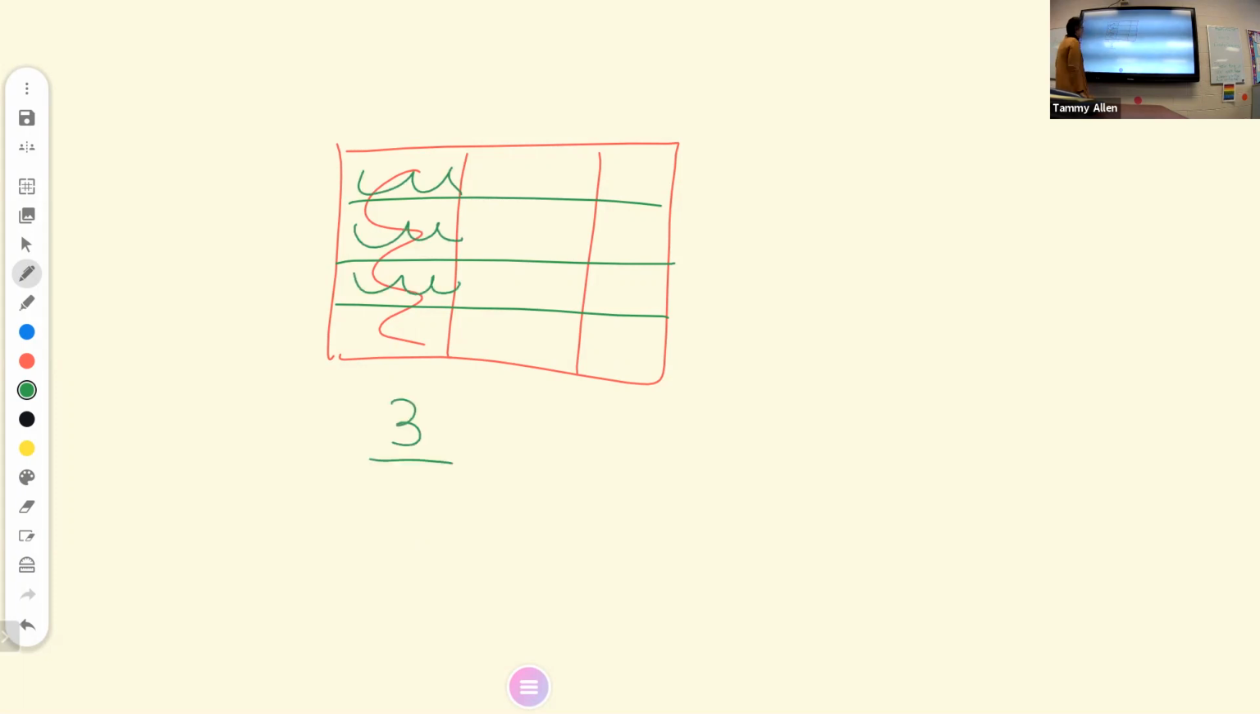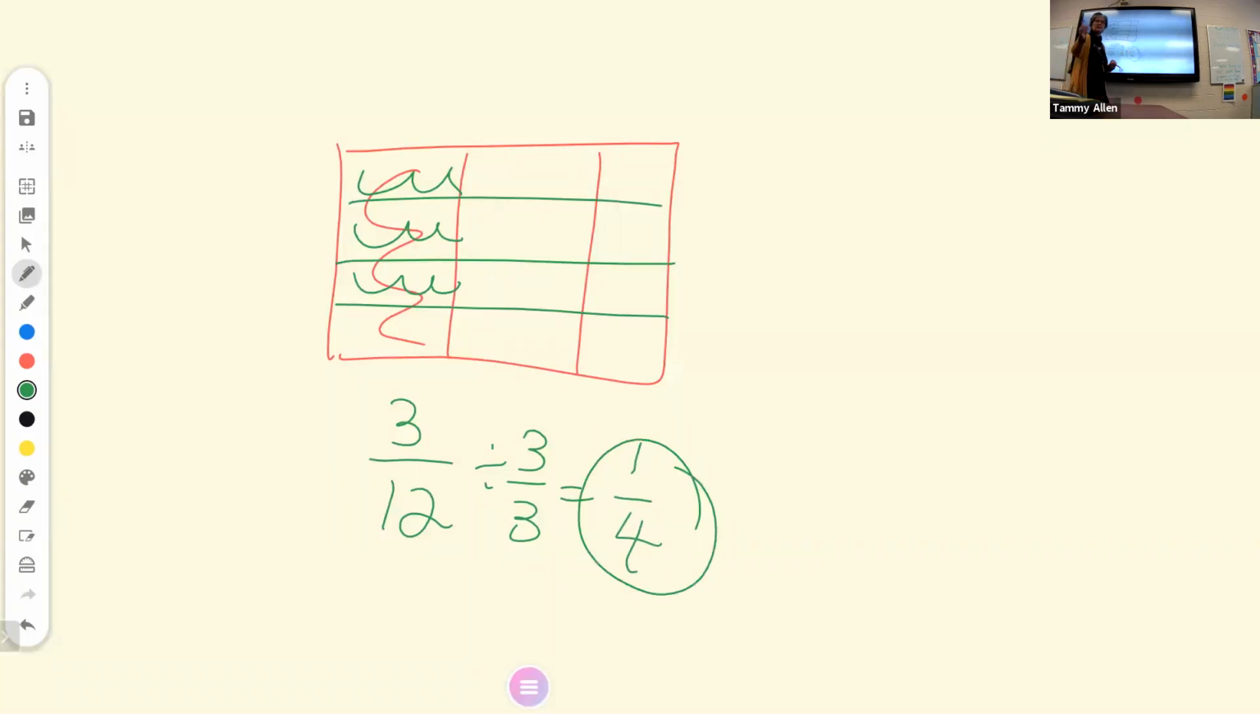Three out of how many? 12? Did you get 1/4? Okay, go to a desk, check there, see if they got 1/4. If they didn't, just get up, go to somebody's desk and check. If they didn't, mark their paper accordingly.